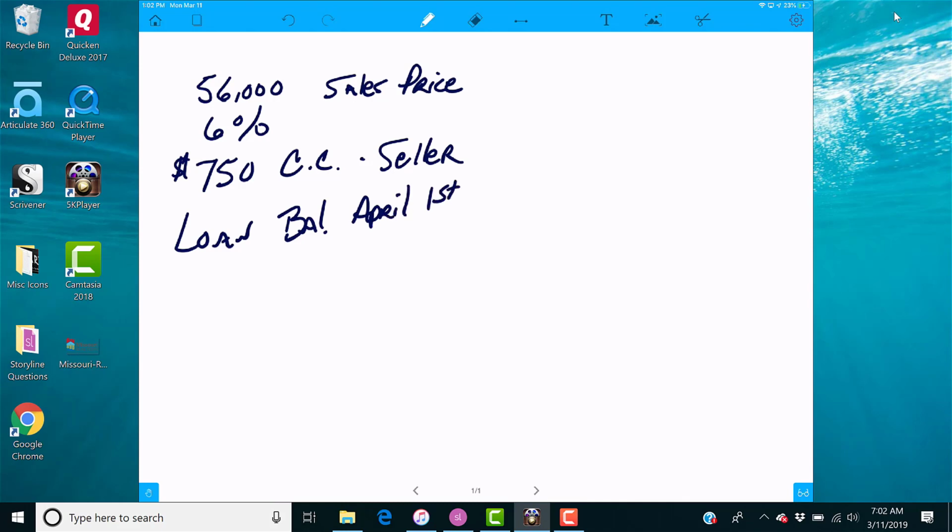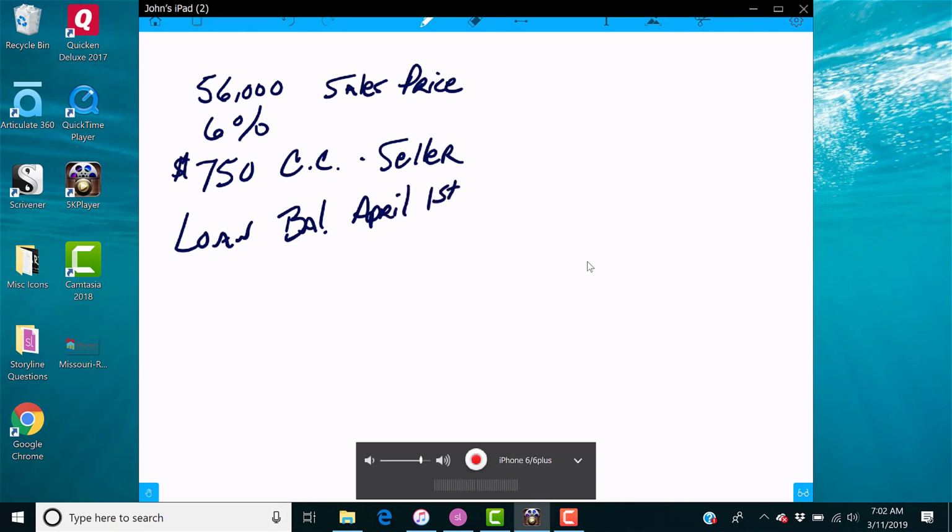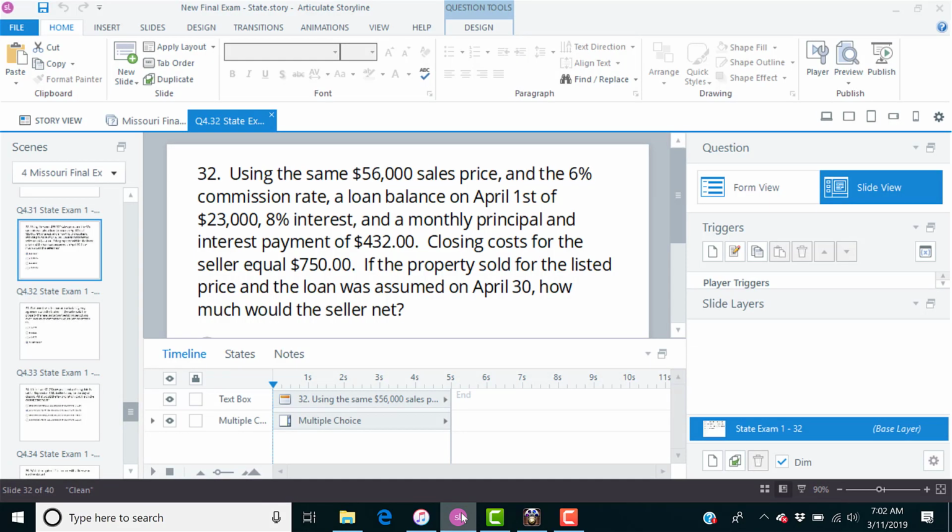1st. Now, let's go back and take a look at that balance. So I'm going to jump over here, and the loan balance is $23,000. It does give us the principal and interest payment of $432. Now, the question wants to know how much will the seller net? We have a closing date of April 30th.